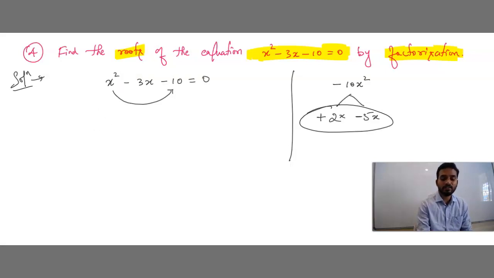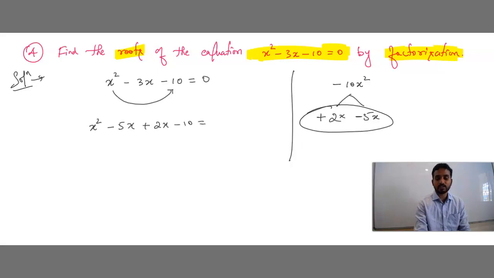Now I will write the first term as it is. That is x square. Now irrespective of sign, see the bigger number. In 2 and minus 5, actually 5 is bigger. Don't see the sign, just see the number. Don't think it is plus 2, don't think it is minus 5, just see 2 and 5. Which is bigger? 5 is bigger. So first you write the 5 term, that is minus 5x. Next you write plus 2x. Instead of writing minus 3x, I am writing minus 5x plus 2x.